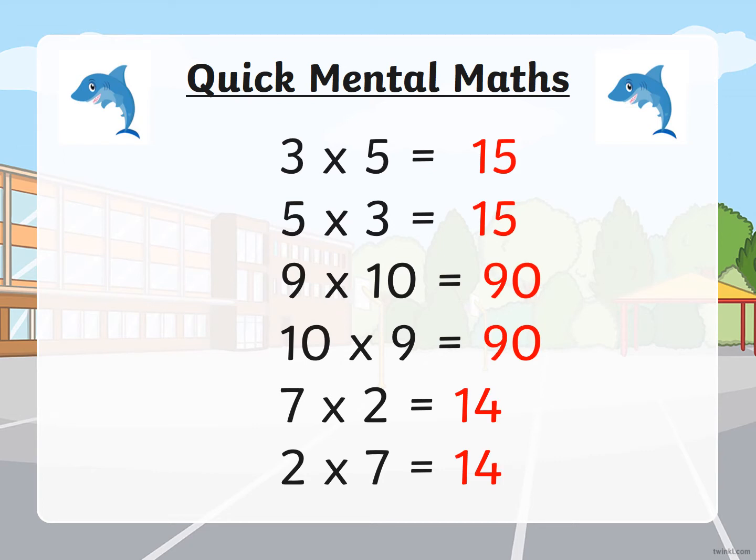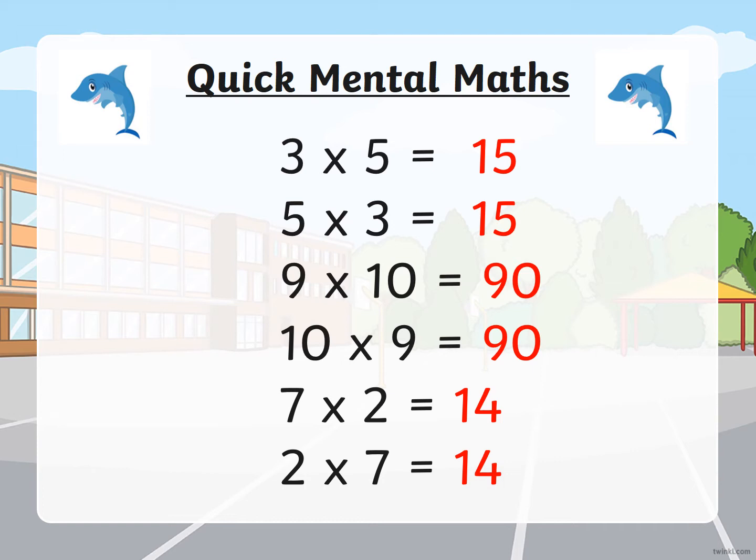So 3 times 5 equals 15. 5 times 3 also equals 15. So what you should have spotted in those two calculations is the same numbers, but all that's happened is we've timesed them in a different order, but we've still got the same answer. Did you spot that? Let's have a look at the next ones.